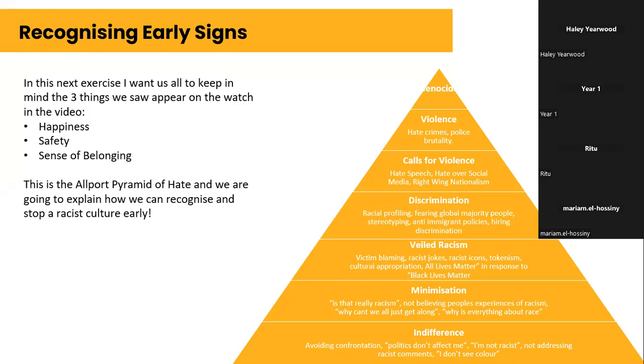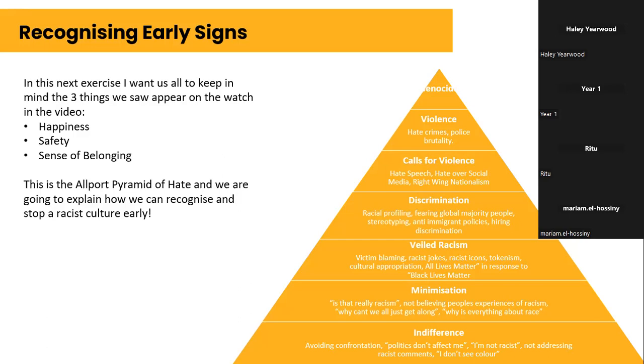So as we get up the pyramid, we have obviously normalized racism at the bottom, and then that gets more and more extreme. So avoiding confrontation, politics don't affect me, saying things like I'm not racist when someone has clearly said something that's racist, not addressing racist comments, and saying things like I don't see color. And then minimization would be things like, is that really racism? You know, questioning someone's experiences of racism, saying things like, why can't we all just get along? Why is everything about race?